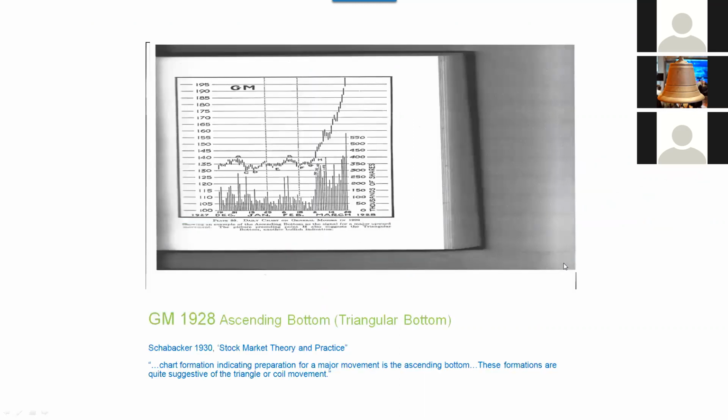So, a 1928 chart of GM. This is from my book, Jay Shebacher's 1930 Stock Market Theory and Practice. Again, I said in the beginning, I trade things that are time tested. These are time tested, repetitive. You can build a trading plan.